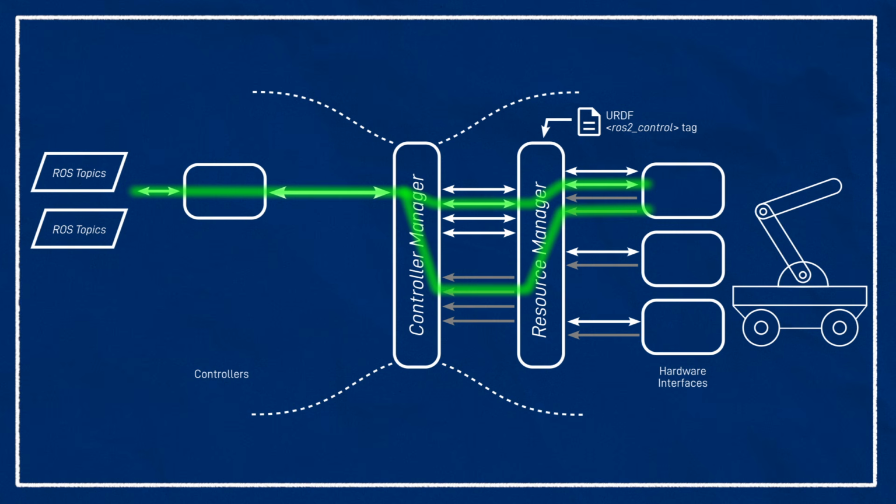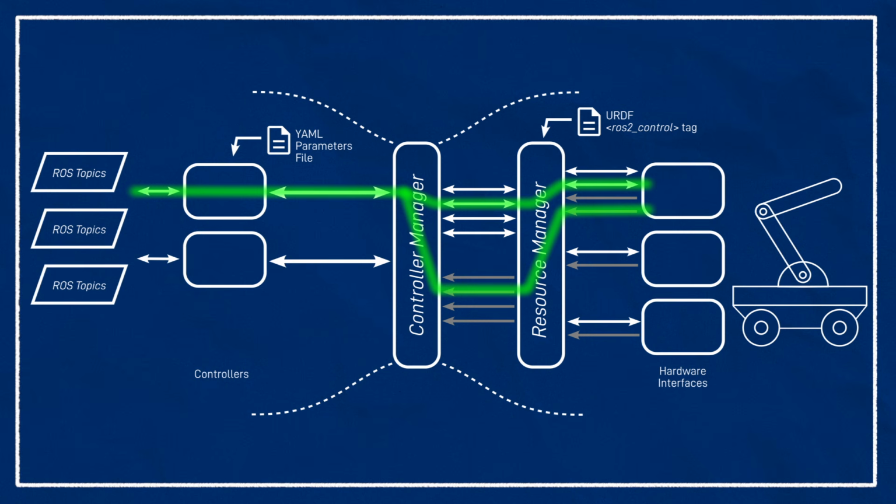To set up the controllers, we write a YAML file with the various parameters we need and pass that into the controller manager. From there, we can tell it to start and stop the controllers as needed. And just like we can have multiple hardware interfaces in one robot, we can also have multiple controllers in one robot, as long as they don't want to claim the same resources. They're not trying to command the same interface. They can share state interfaces though, since they're read-only.